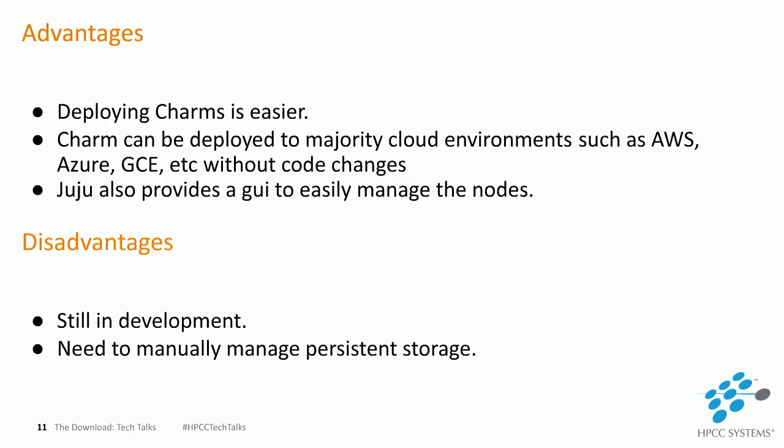and it can be deployed using a GUI or a bundle. So what are the advantages of deploying through Juju Charm? As I said before, it will provision the nodes for you. It will install the OS, install the packages, and start the nodes. It will ensure communication is working fine amongst the nodes. So it obviously makes your life easier to deploy. It can be deployed to the majority of cloud environments mostly without any code changes. And it provides a GUI to manage the nodes, which I'll come back to later on.